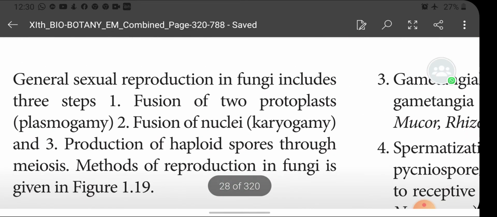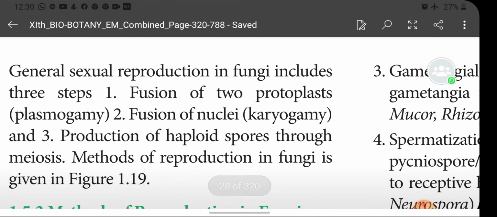Please note it down. Then general sexual reproduction in fungi includes what? There are 3 steps of general sexual reproduction. One is fusion of 2 protoplasts, called plasmogamy. Another is fusion of nuclei, karyogamy. Another is production of haploid spores through meiosis. These are the 3 general reproductive steps seen in fungi.